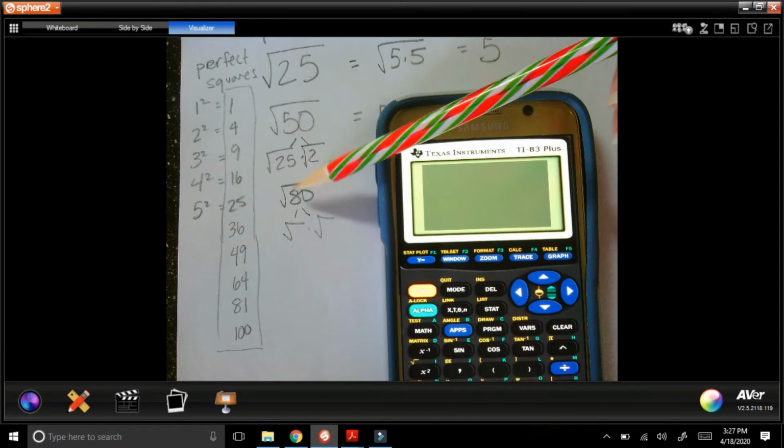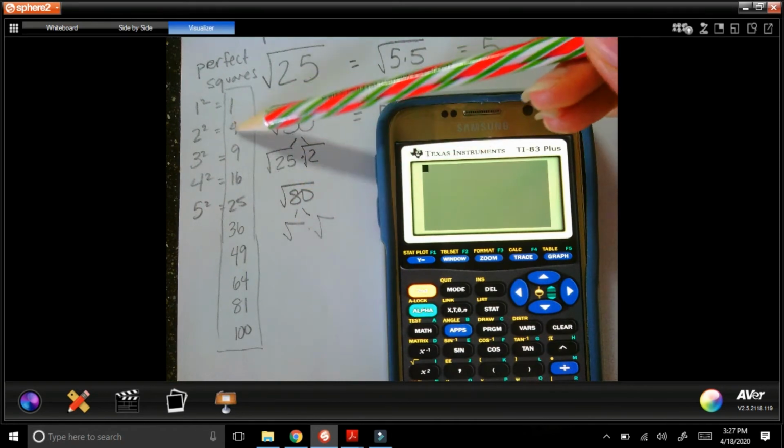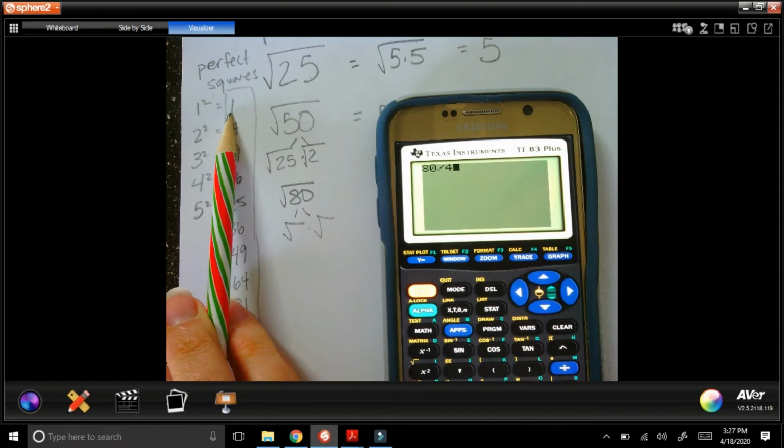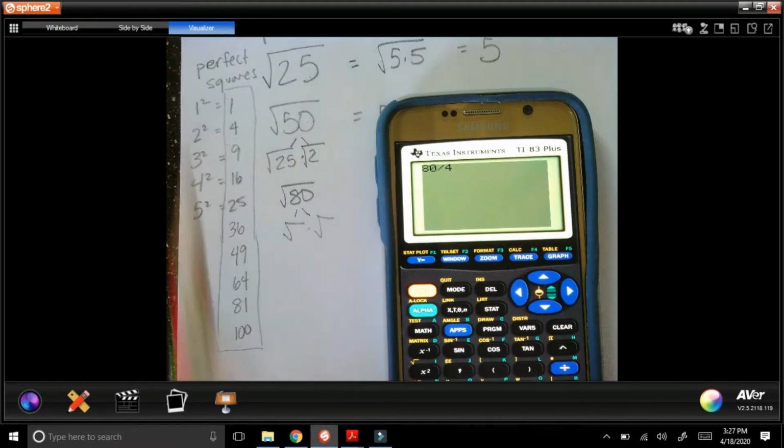So I know that 80 is 8 times 10, but neither one of those is a perfect square, so I'm going to skip that. I'm going to go through and just start dividing by the perfect square numbers. Because everything can be divided by 1, I'm going to skip that and go to 4. That goes in 20 times. There may be a bigger perfect square that goes into it, so I'm going to keep checking.